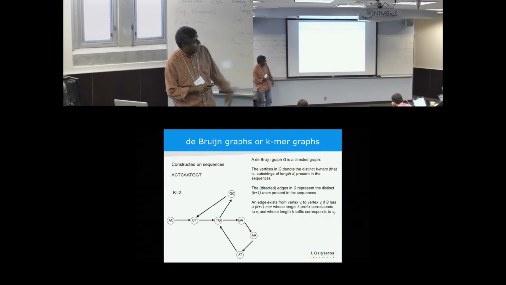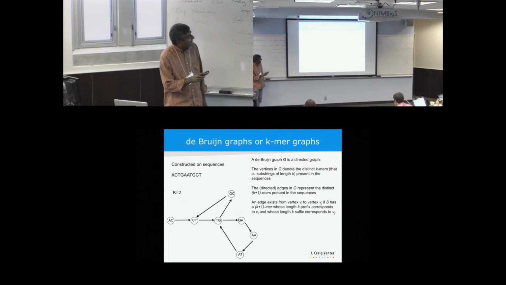So just to present, just defining what it is: given a sequence, a k-mer graph basically stores information about the k-mers that are present in the graph. An edge basically represents a (k+1)-mer that's found in the sequence, and the nodes represent k-mers. Two nodes are connected if one is the prefix of the (k+1)-mer and the other is the suffix of the (k+1)-mer.